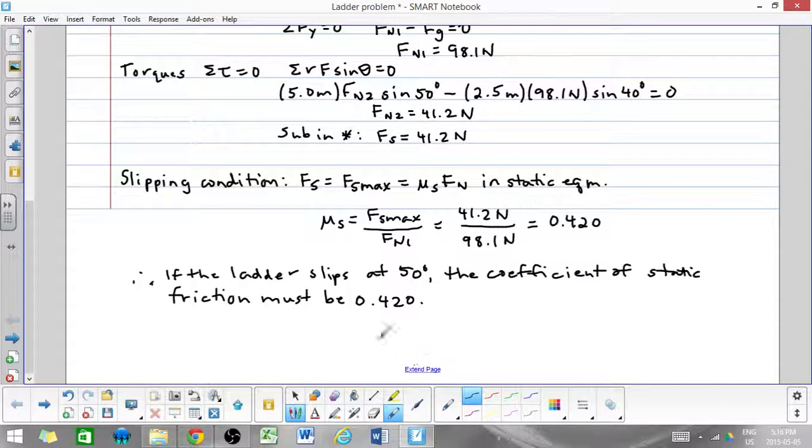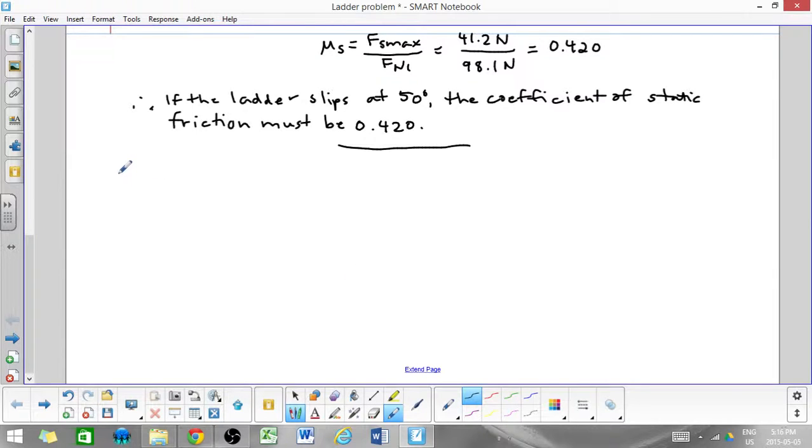And it is solved. Now, extensions to this that I would like you to try. First, does the coefficient of static friction in this case depend on the mass of the ladder?